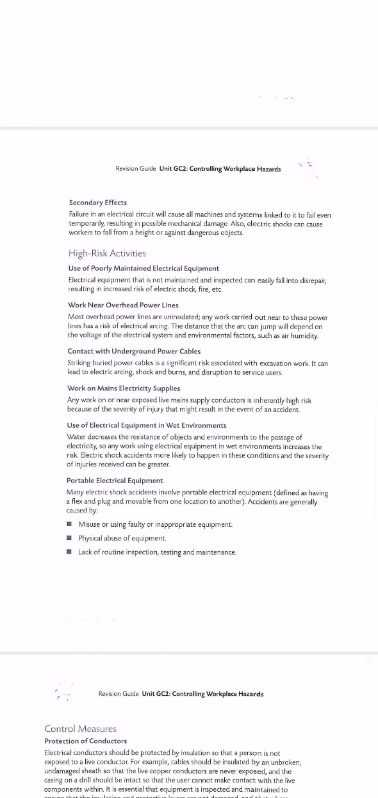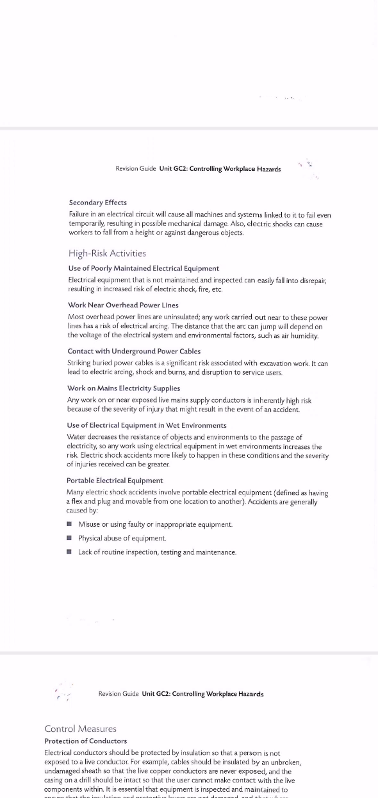Then working on mains electrical supply. When you are working on a mains electrical supply, any work on or near an exposed or live mains supply conductor is inherently high risk because of the severity of injuries that might result in the event of an accident. So if you are working in a high place where there is electricity and you get a shock from there, you will be at two risks. You will have the risk of falling down, and you also have the risk of burns. So you suffer two consequences, right?